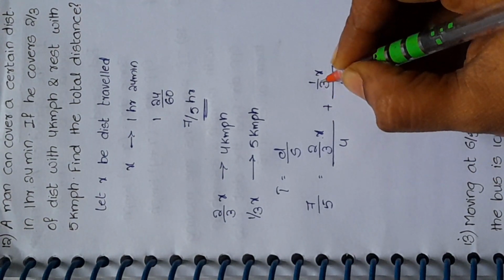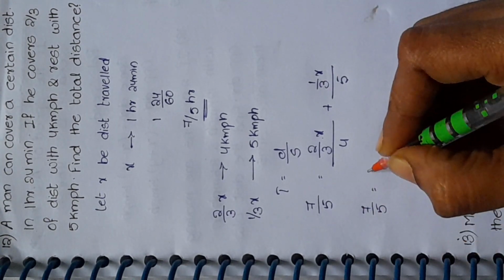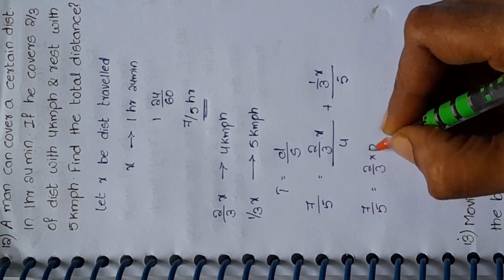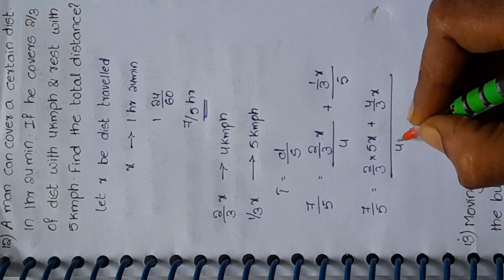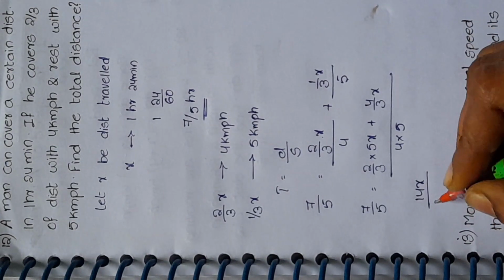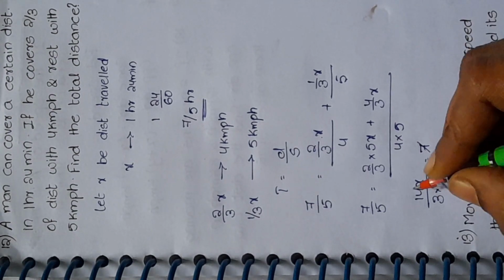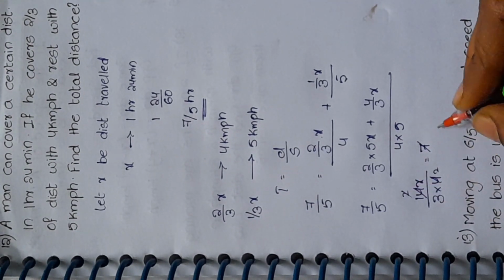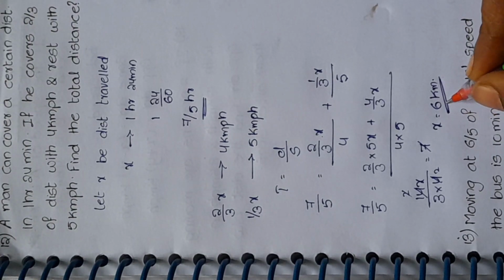Here the numerators are the distance, and 4 and 5 are the speeds. 7 by 5 is equal to 2 by 3 into 5x plus 4 by 3 x by 4 into 5. On calculating, we get 14x by 3 into 4 is equal to 7. 7 ones, 7 twos, 2 ones, 2 twos. So we get x is equal to 6. So the distance x is equal to 6 kilometers.